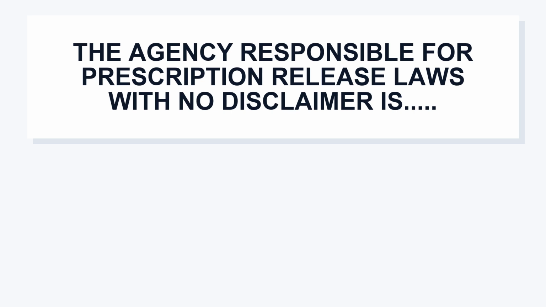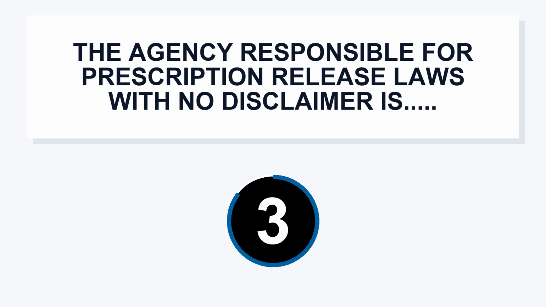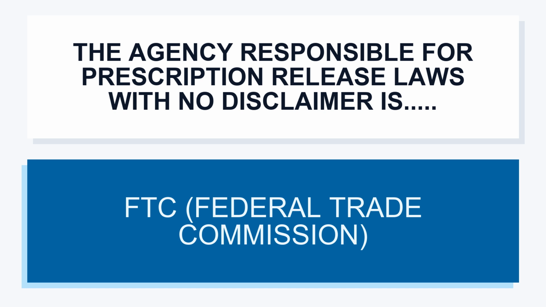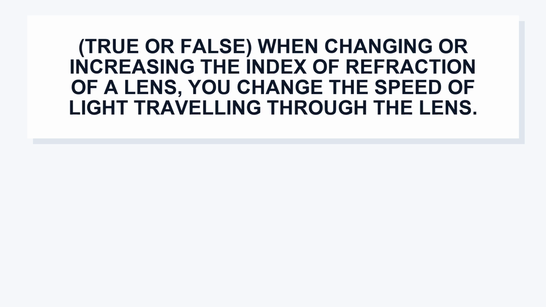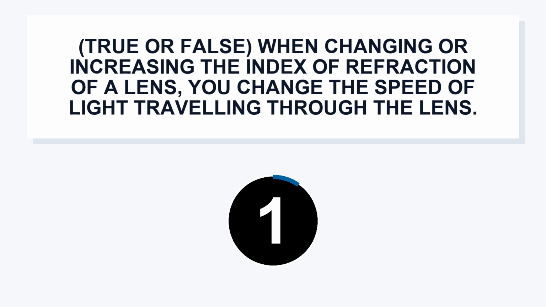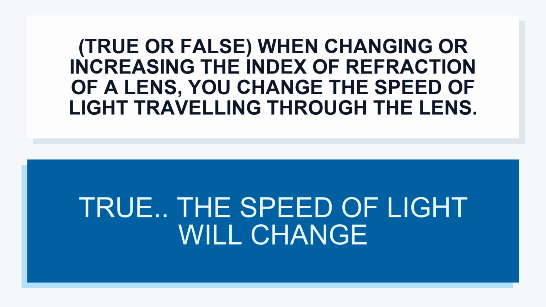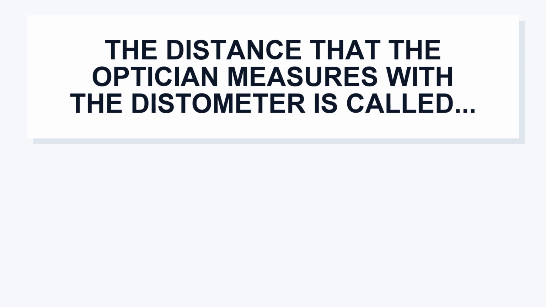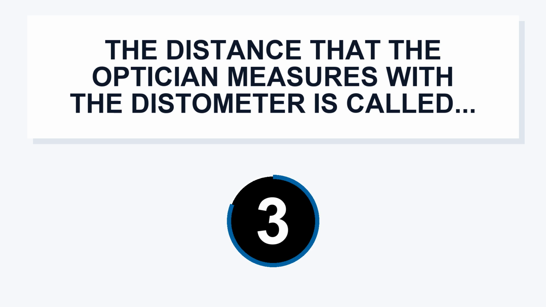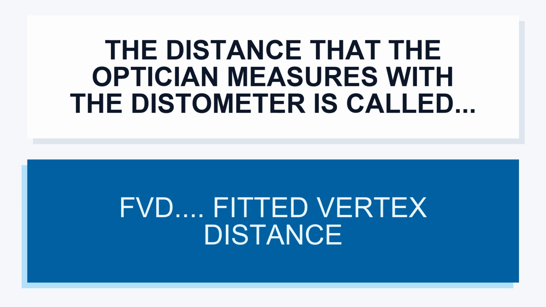The agency responsible for prescription release laws with no disclaimer is FTC, Federal Trade Commission. True or false: when changing or increasing the index of refraction of a lens, you change the speed of light traveling through the lens. True, the speed of light will change. The distance that the optician measures with the distometer is called FVD, fitted vertex distance.